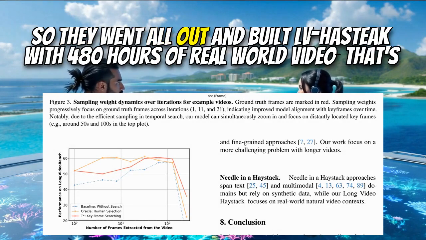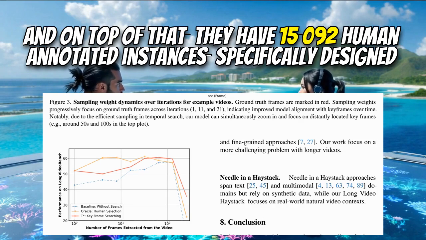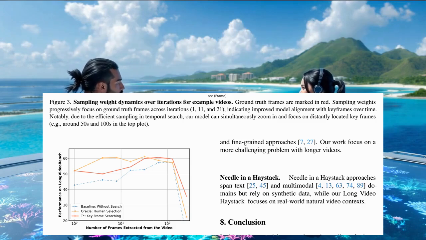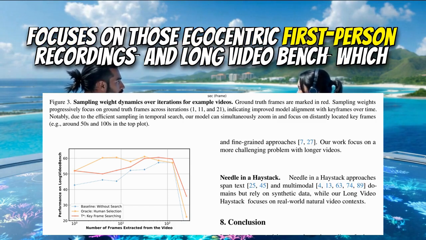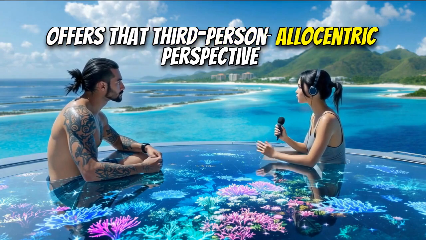Absolutely. So they went all out and built LV-HasteStack with 480 hours of real-world video. That's a lot of video. And on top of that, they have 15,092 human-annotated instances, specifically designed to train and evaluate these temporal search capabilities. And they use two sources that a lot of our listeners will recognize. Ego4D, which focuses on those egocentric first-person recordings, and Long Video Bench, which offers that third-person allocentric perspective.